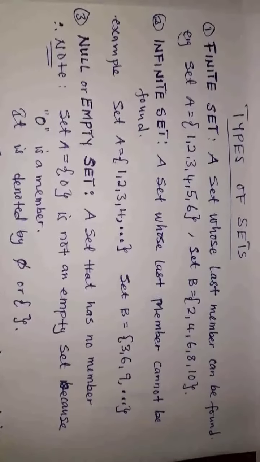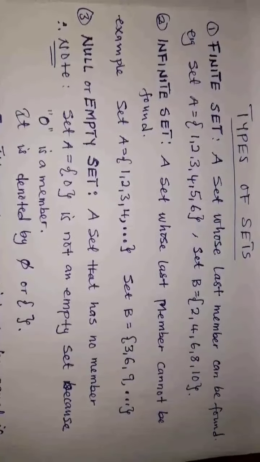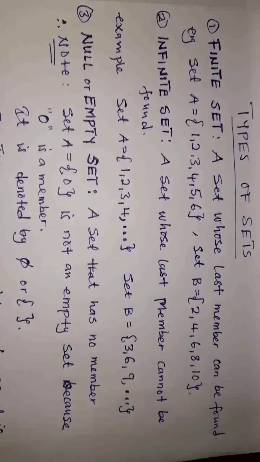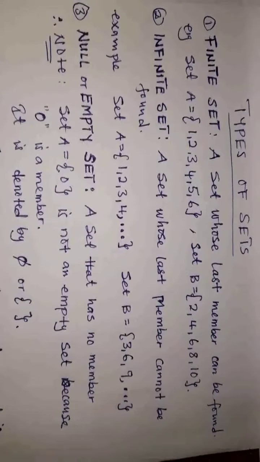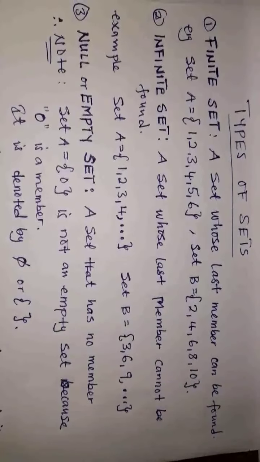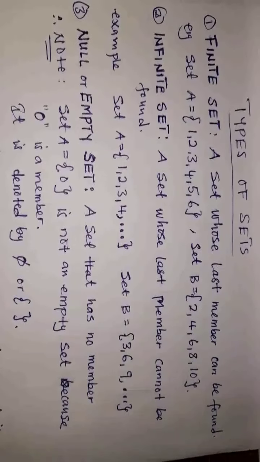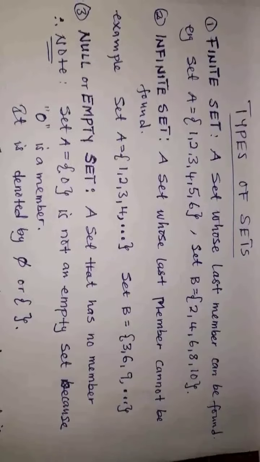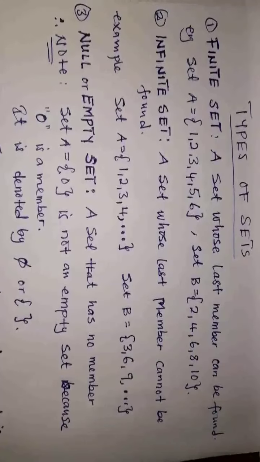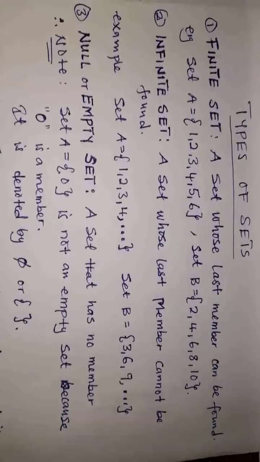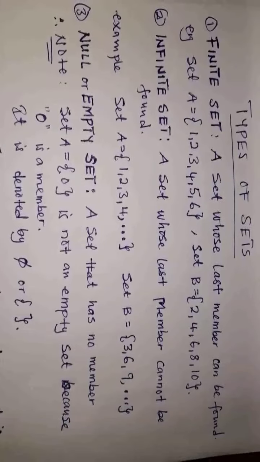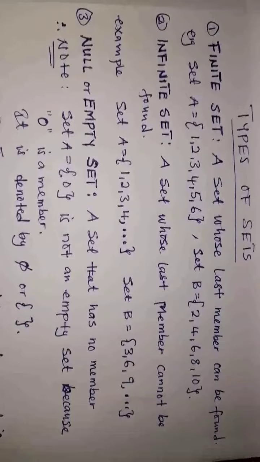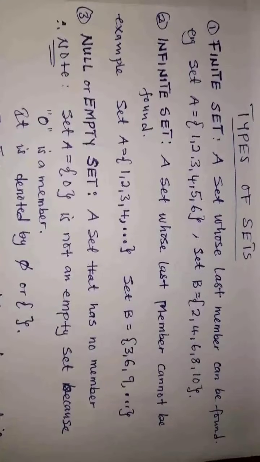There are different types of sets, but we are going to talk about the main types of set. So the first one we are seeing here is the finite set. It says a set whose last member can be found is called a finite set. An example is set A: 1, 2, 3, 4, and 5. The last member of set A is known, 5. Set B also, the last member is known, 10. So set A and B are finite sets.